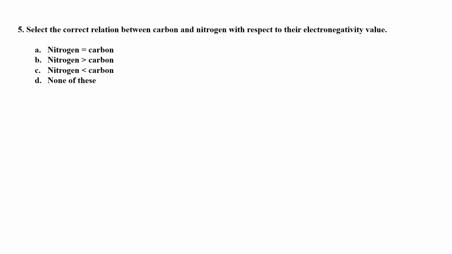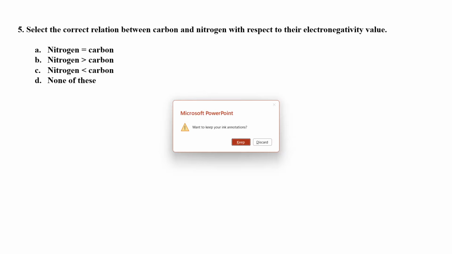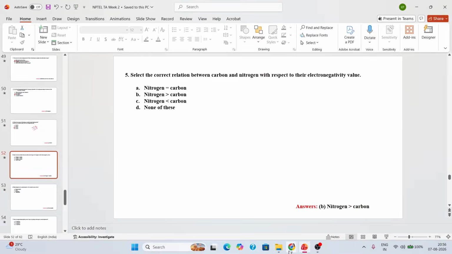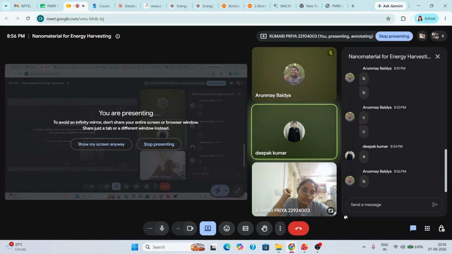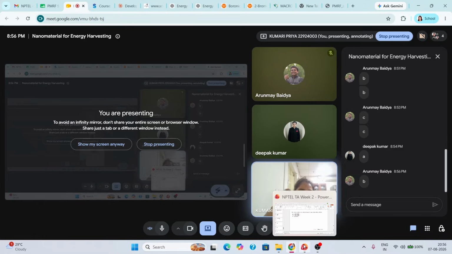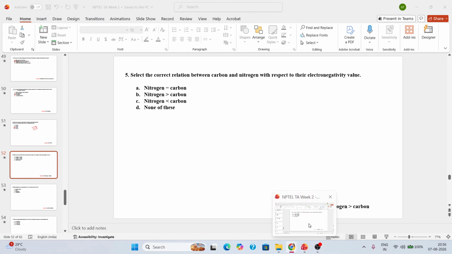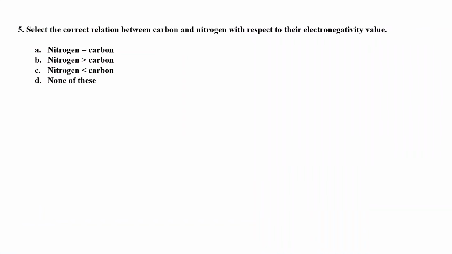The next question: select the correct relation between carbon and nitrogen with respect to their electronegativity. So, which is more electronegative, carbon or nitrogen? Nitrogen. Answer is B. Okay. Yes, the answer is B. Nitrogen is more electronegative compared to carbon. Answer is correct.